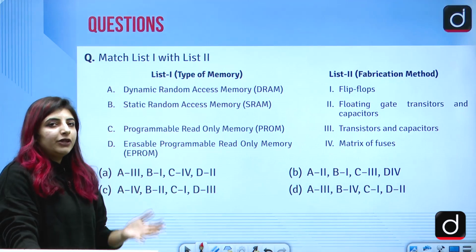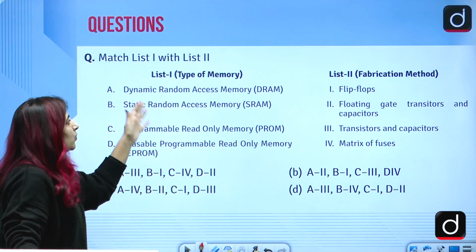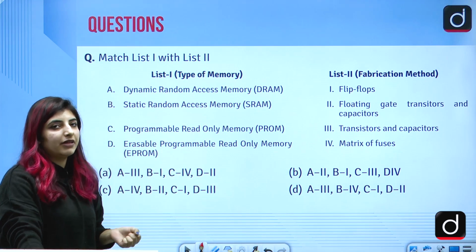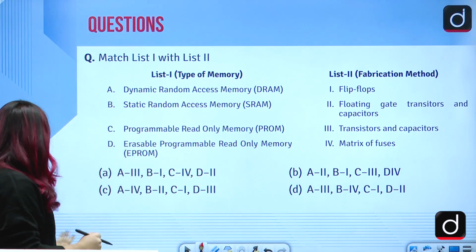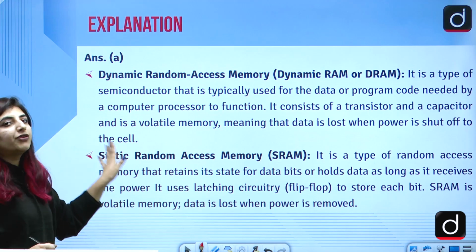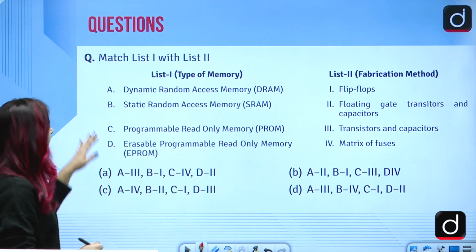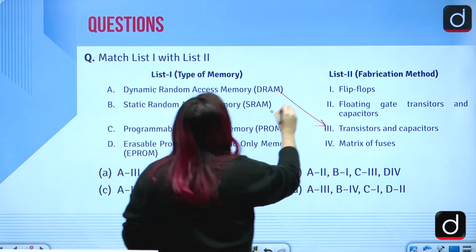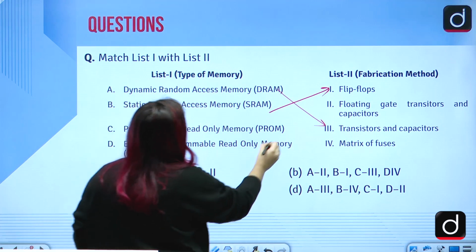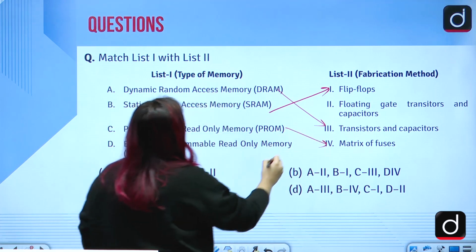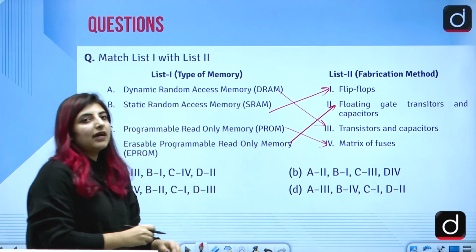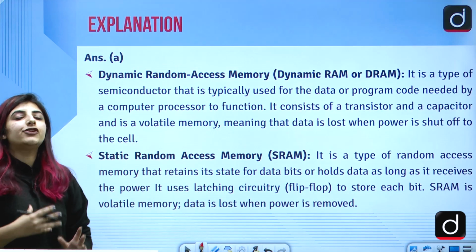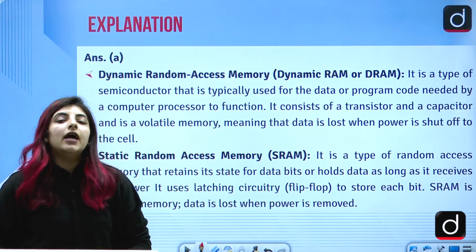You all can pause your videos here and try to match list 1, which is the types of memories, with list 2, which is the fabrication method. The answer that we have here is option A. Let's match it: A with 3, B with 1, C with 4 and D with 2. Let us now see how many of you were correct and what the meanings are of these very terms which have been given in the question.